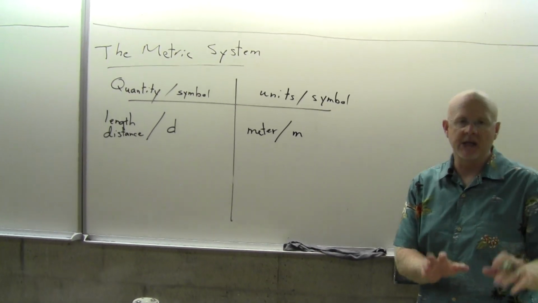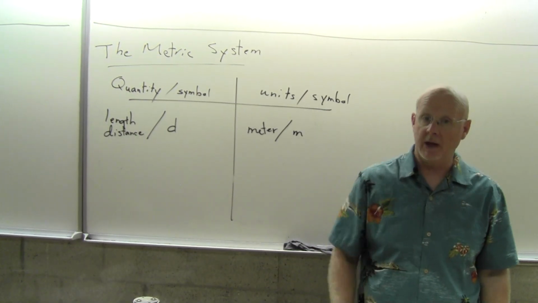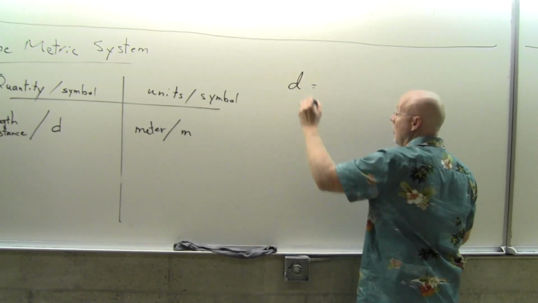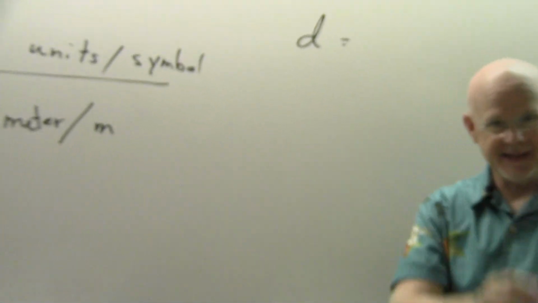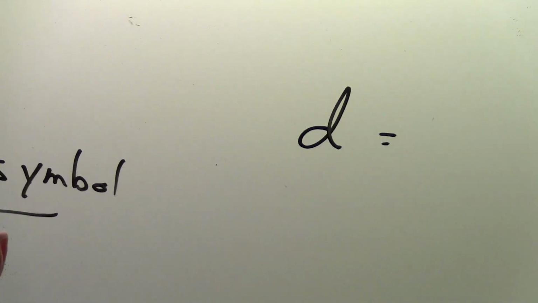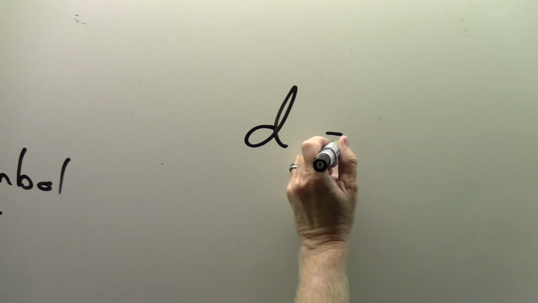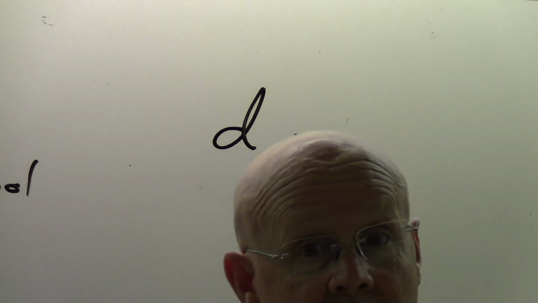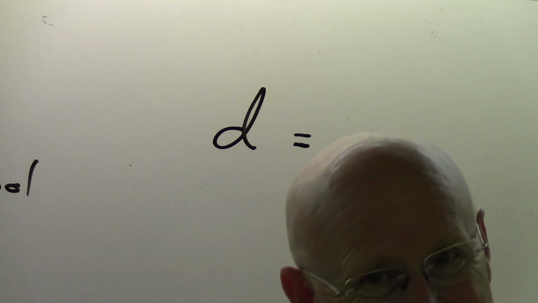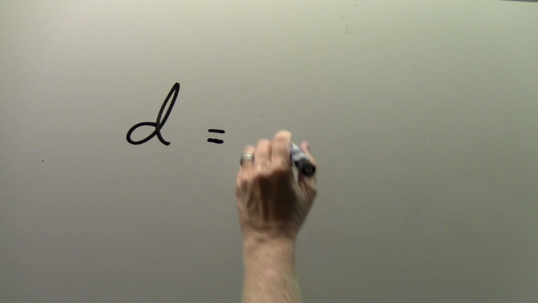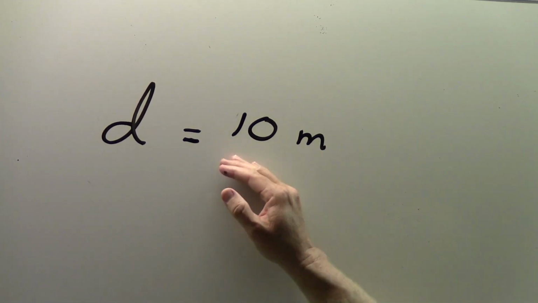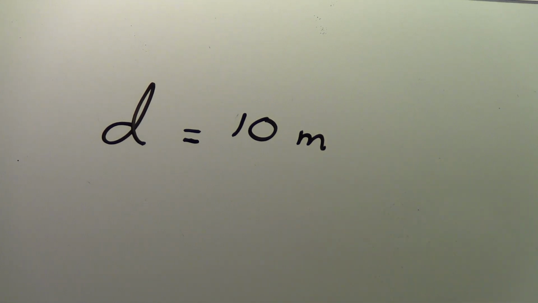Now, of course, there's not a single answer to that, but I hope you're thinking this. You would write D for distance. Exactly. Distance. You would write equals, which is a mathematical symbol that means is. So distance is. And then you would write 10m. And that would mean 10 meters.